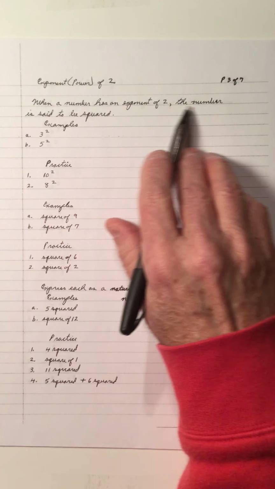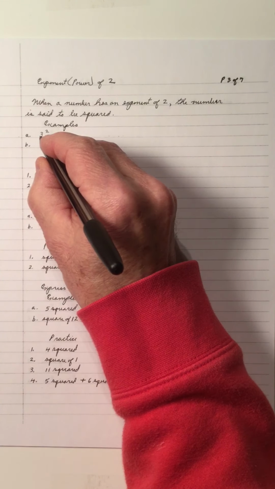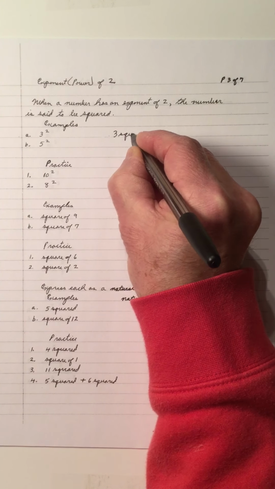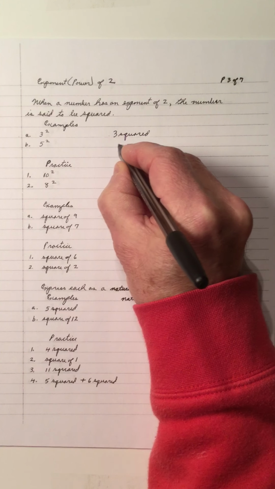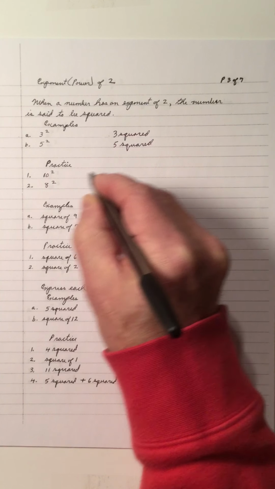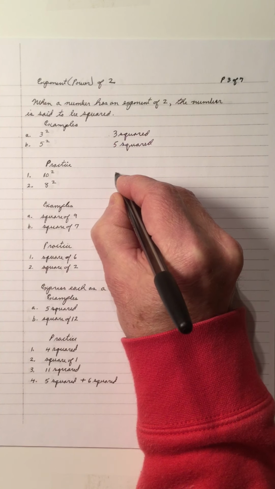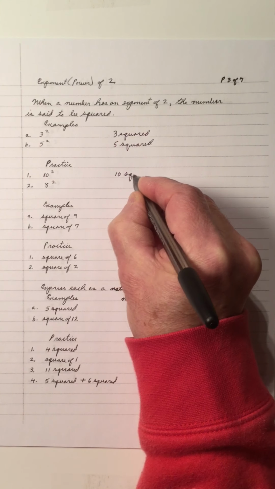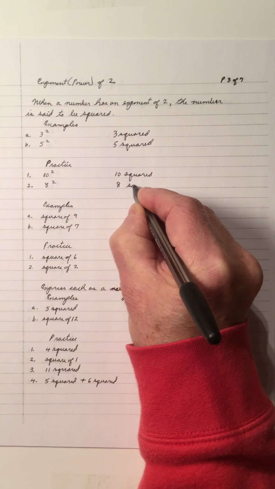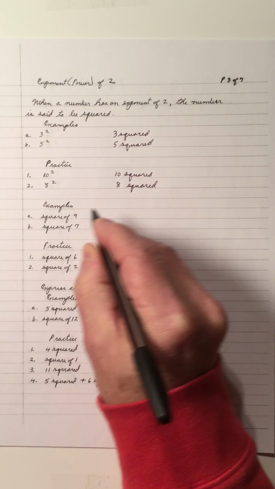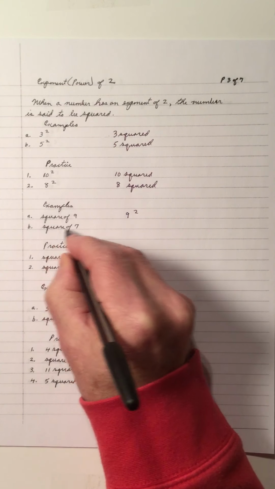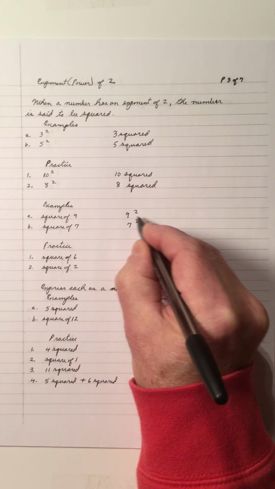Exponent power of 2. When a number has an exponent of 2, the number is said to be squared. So 3 to the 2 is 3 squared. 5 to the 2 is 5 squared. Practice. 10 to the 2 is 10 squared. 8 to the 2 is 8 squared. Another way to write it, the square of 9 is 9 squared. The square of 7 is 7 to the 2, 7 squared.